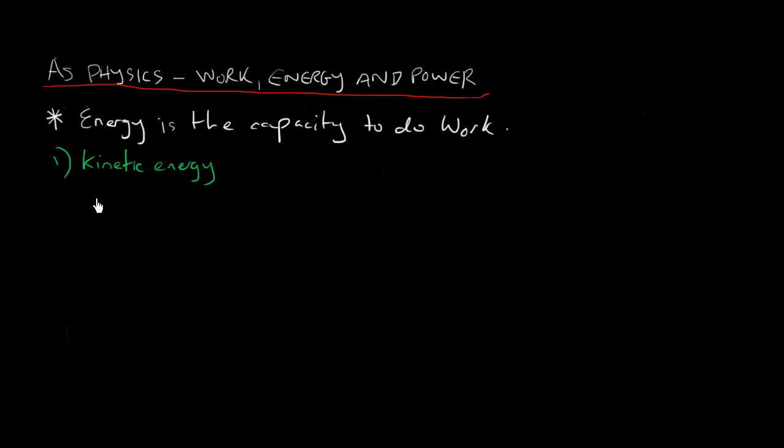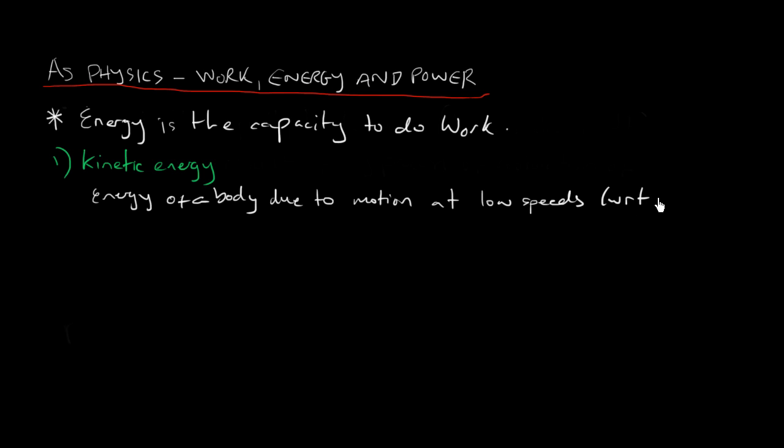So this is really the energy of a body due to the motion at low speeds. This is low speeds with respect to the velocity of light, which we normally call c.